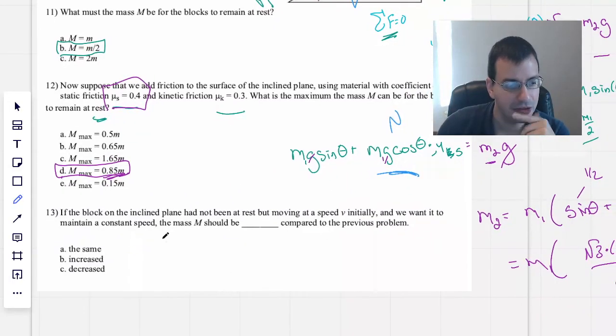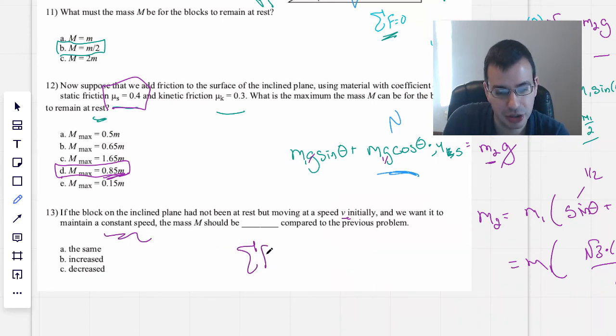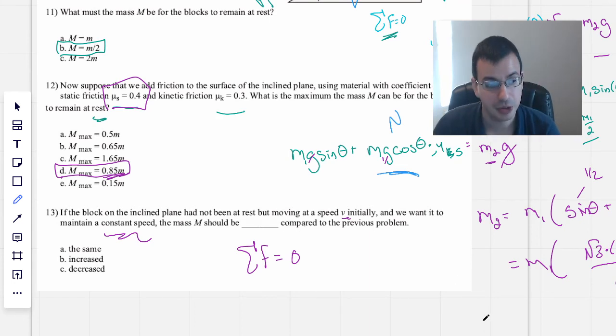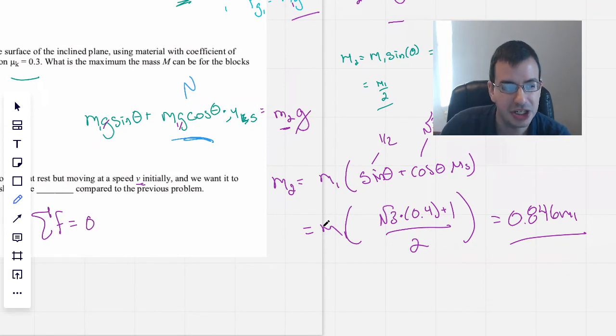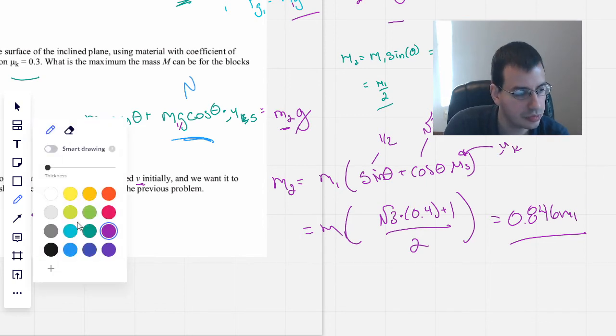Okay, if the block on the inclined plane had not been at rest but moving at speed v initially, we want to maintain a constant speed. Constant speed means acceleration equals 0, which means the sum of forces equals 0. Mass m should be blank compared to the previous problem. Okay, so it might be easier just to find this. The only thing that changed here is now it's moving, which means we're going to go from static to mu kinetic. So I can just rearrange this problem right here.